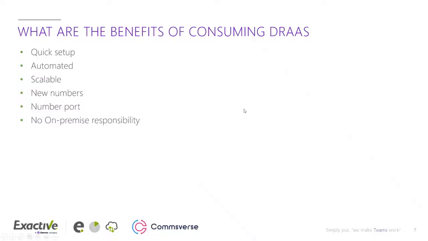So again, what we spoke about before, what are the benefits of consuming direct routing as a service? It is a quick setup, and it's because it's automated. Most things in direct routing are automation driven. So it means that you can have it scalable, and you can have the quick setup. If I did have the need to add another 1,000 users, I'm not going to have to go and build something somewhere else.